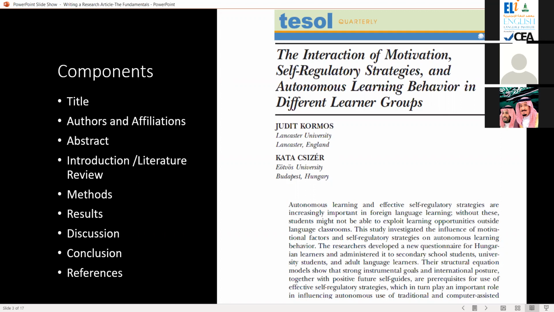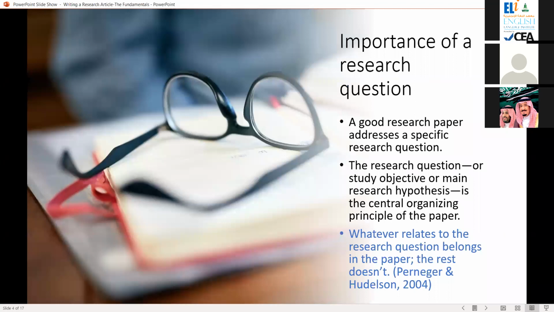But before we do that, it's very important to think about your research question. This is something that you would do beforehand, before you start your research, before you start anything. But even when you're actually writing your research article, it's very, very important to think about your research question. As you all know, a good research paper addresses a specific research question. It's basically the objective or the main hypothesis of your research. And one of the reasons why it's very important when you're thinking about writing a research article is because it is the central organizing principle of the paper. And in short, this is a very important quote, and this is something that I always tell my students: whatever relates to the research question belongs in the paper, the rest doesn't.